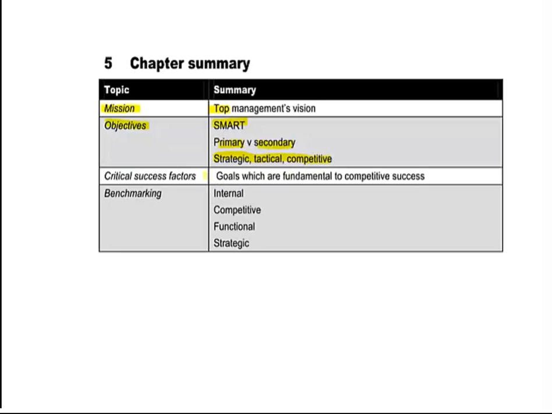Finally then, in terms then of objectives, we were talking about setting and identifying those goals which are fundamental to success, and those are known as critical success factors. One of the tools then for setting objectives can be benchmarking, where you're going to identify the best in class and aim to be as good, if not better than that. And there are 4 types of benchmarking: internal, within the same organisation; competitive, the same product; functional, the same process; and strategic, thinking about overarching change within the organisation.